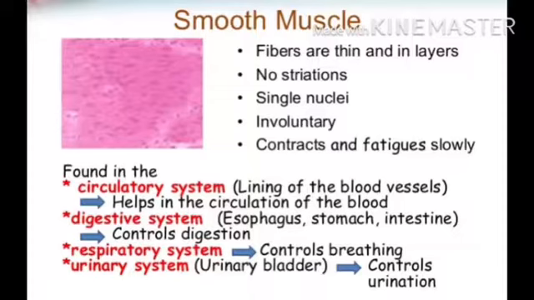Smooth muscles. Fibers are thin and in layers, no striations, single nuclei, involuntary, contract and fatigue slowly. Found in the circulatory system, lining of blood vessels, helping in the circulation of the blood; in the digestive system, esophagus, stomach, intestine, they basically control digestion; in the respiratory system, control breathing; in the urinary bladder, controls urination.